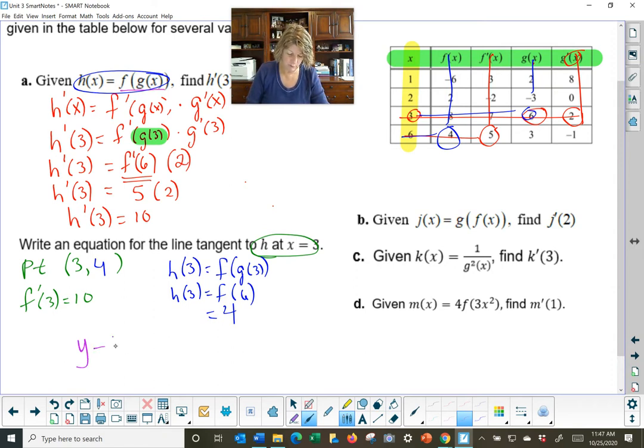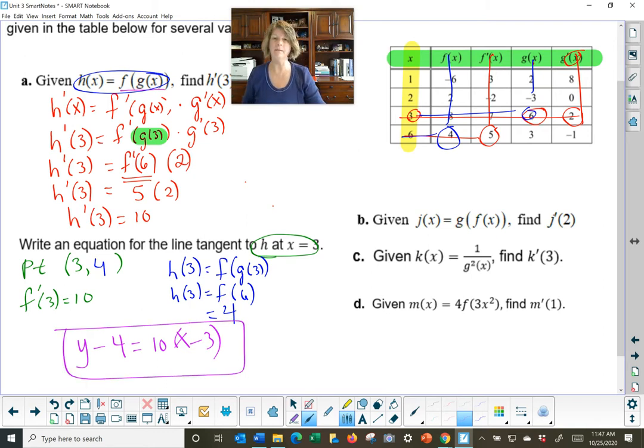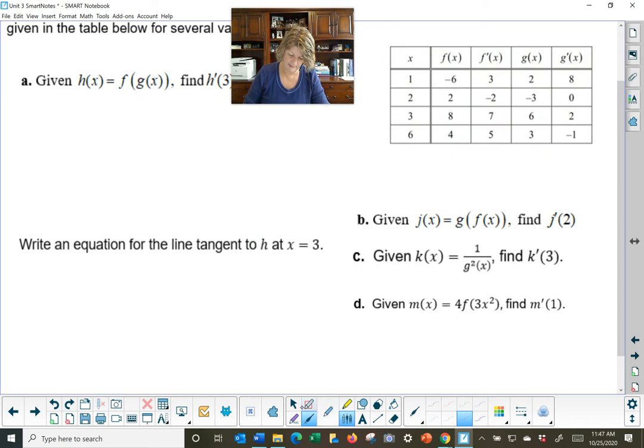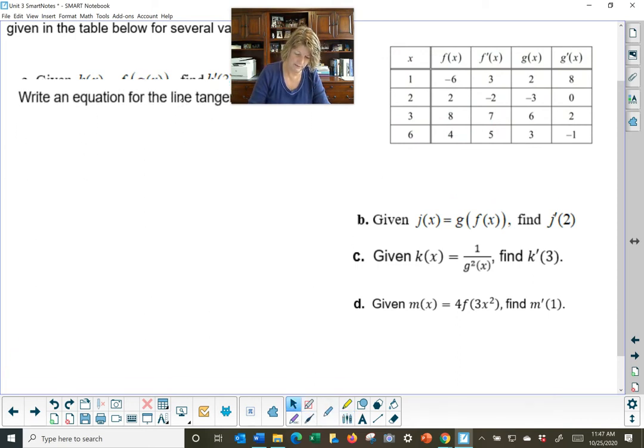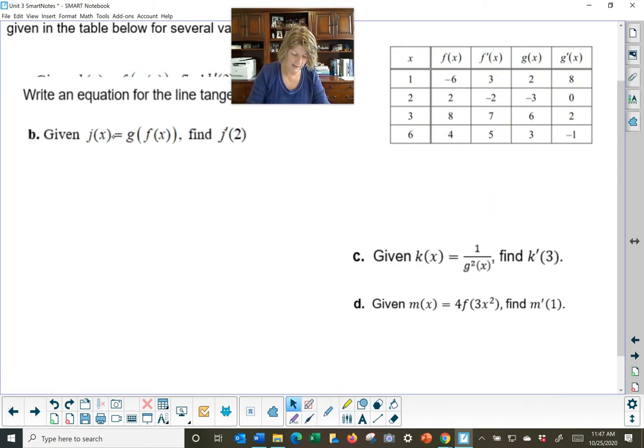y minus the y value equals the slope times x minus the x value. Ooh, tend to not turn out so 10-ish, did it? And you may leave your answer in that form. I'm happy with that. All right, on to part B. Try to not make this lesson so long in recording. Part B.